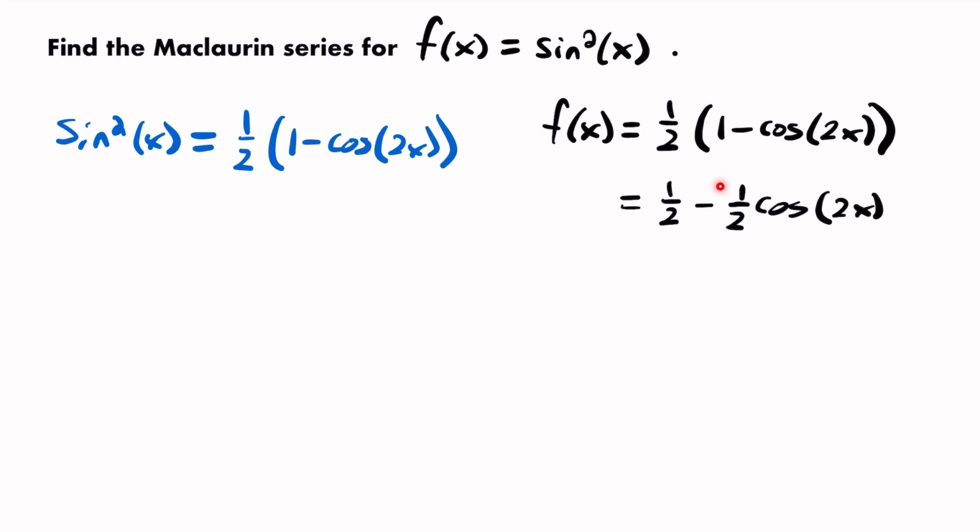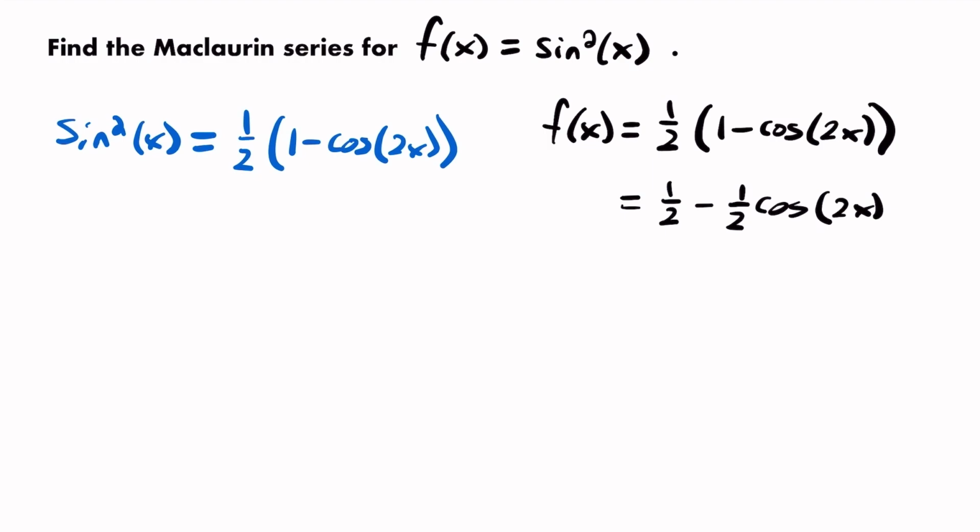So if we can represent this function as a Maclaurin series, that would be the same as representing sine squared of x as a Maclaurin series. All right, and in order to do that, notice that this function includes the cosine function. We have cosine of 2x. We can use the common Maclaurin series for cosine to help us get started with representing this function, which is sine squared of x, as a Maclaurin series.